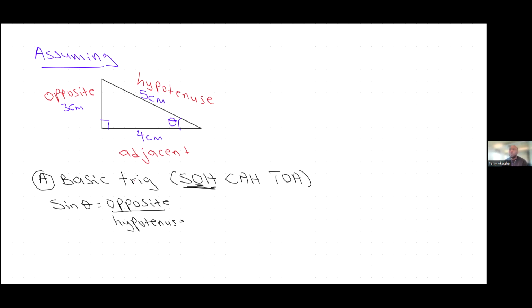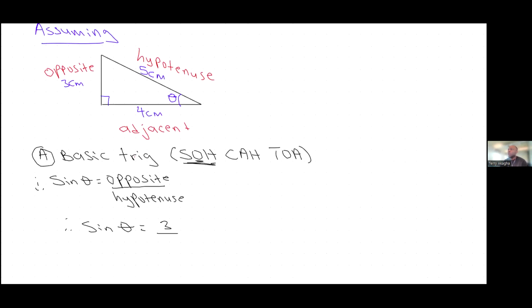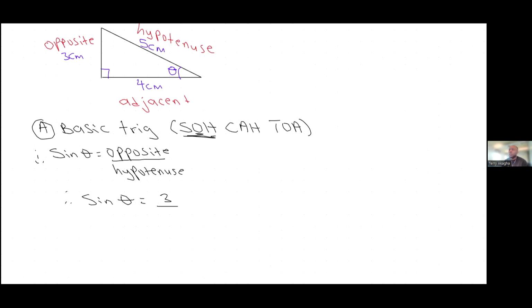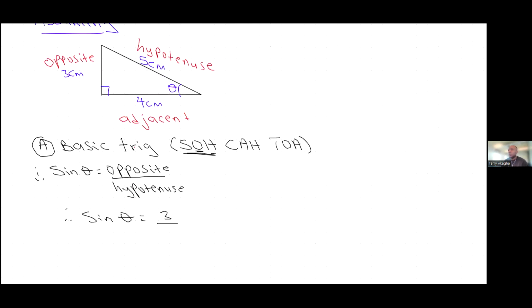Okay, so that's the first one. So now, therefore, we can say sine theta is going to give us the opposite, 3, divided by the hypotenuse, which is 5. That gives us 3 divided by 5. But we're not looking for sine theta, we're looking for theta, all right?